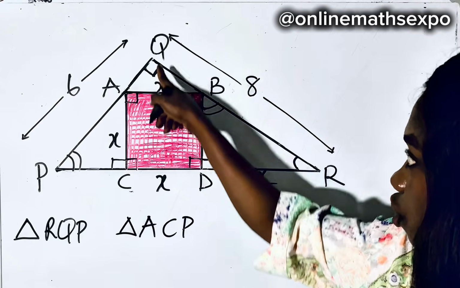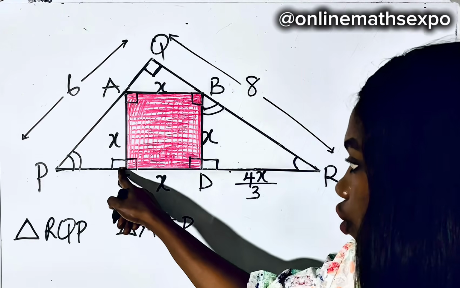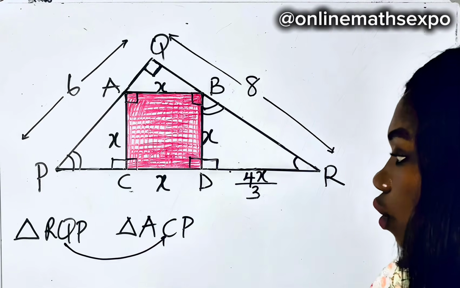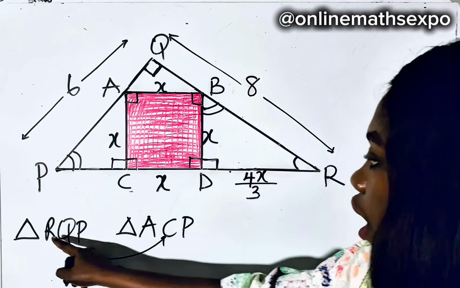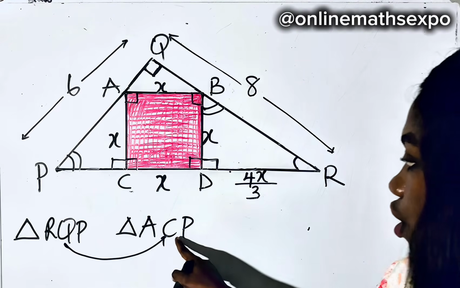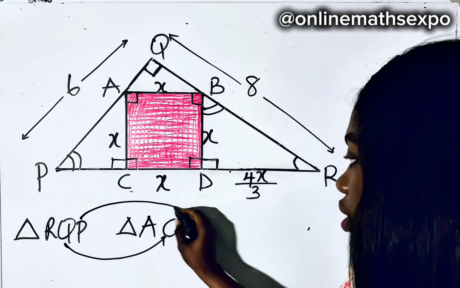Now remember that angle RQP is a right angle and angle ACP is also a right angle at C. So these two angles are equal. Also, for triangle RQP, you see that the angle at P is the same as angle ACP. They are equal, so these two angles are equal.